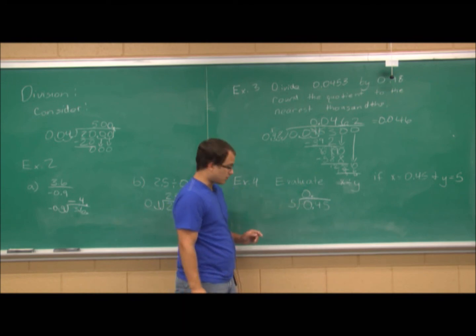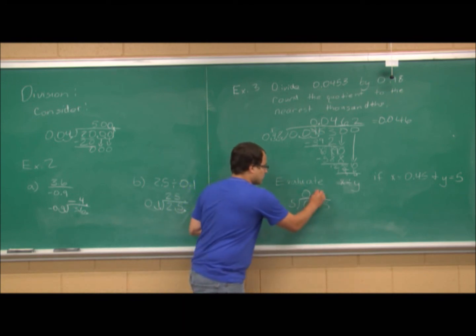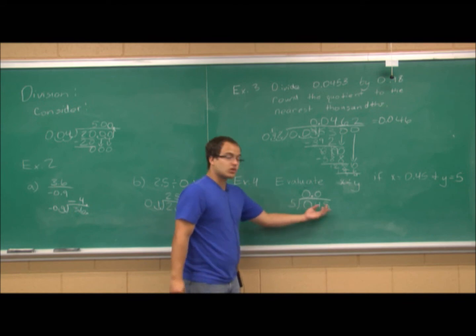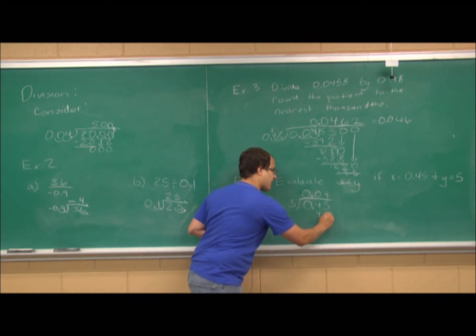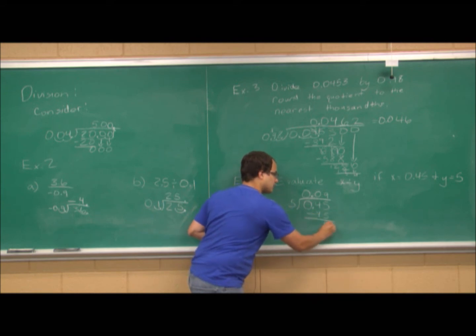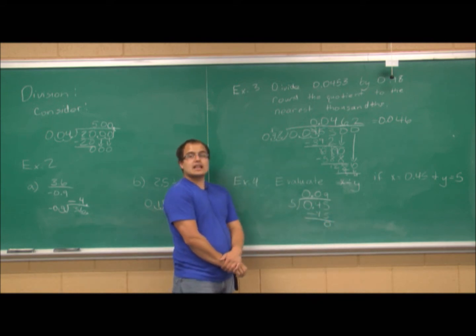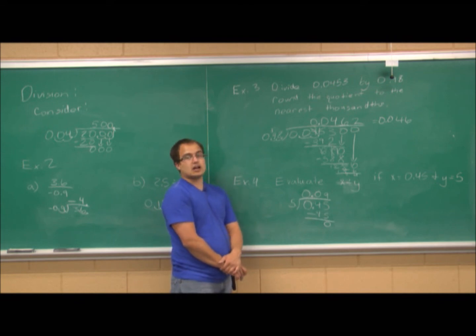5 doesn't go into 0. 5 does not go into 4. And 5 goes into 45 9 times. 9 times 5 is 45. Subtract a remainder of 0. So your final answer for 45 hundredths divided by 5 is 9 hundredths.